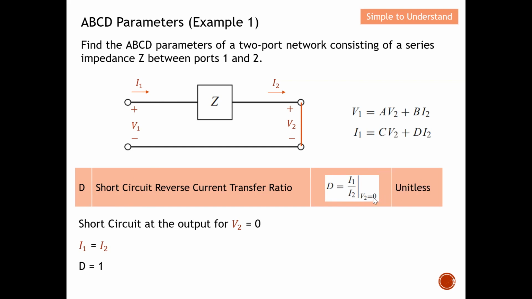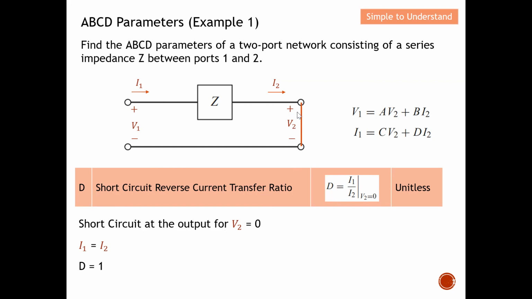And how can I make V2 equal to 0? I basically need to do a short circuit. Once I do a short circuit, my V2 will be equal to 0, as illustrated here. So I need to do a short circuit at the output in order to achieve V2 equals 0.